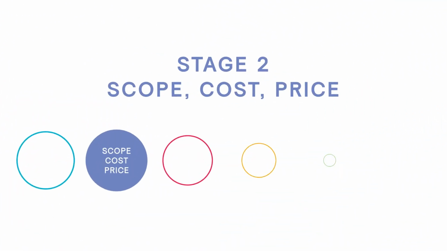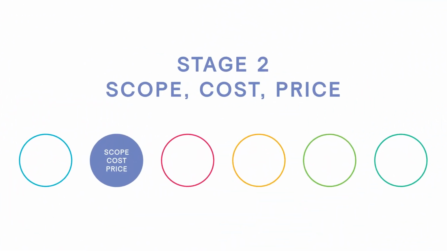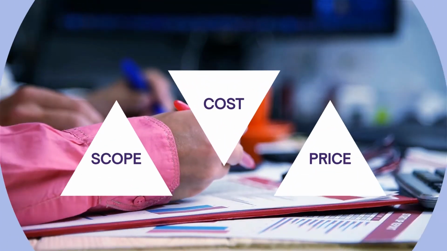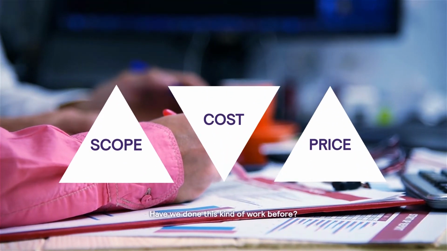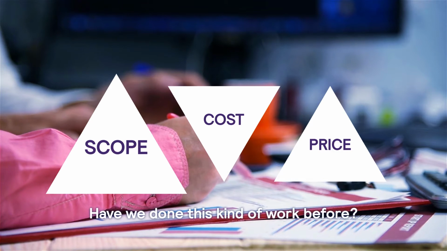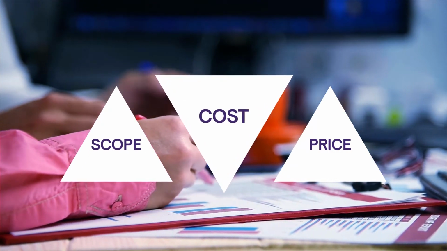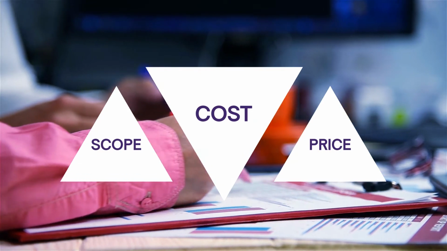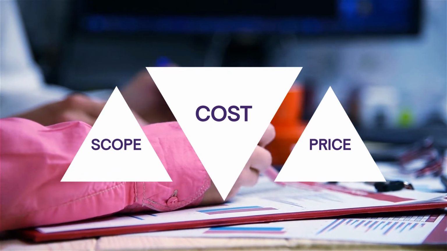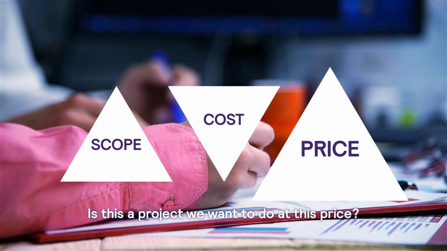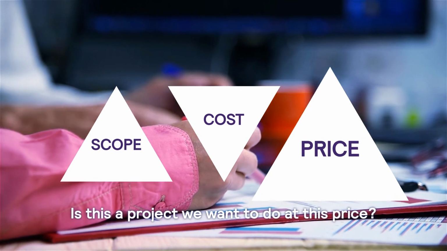Stage 2. Scope, cost, price. Assess the project's risk. Build specific scope of work with the client to avoid cost overruns and misset expectations. Use Scope It to determine cost by selecting the team members needed to complete the project. After entering the price into Scope It, review the margins for profitability.